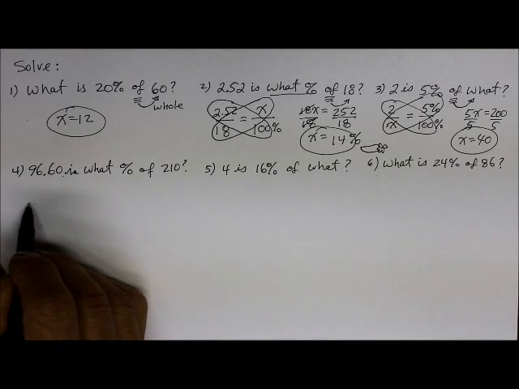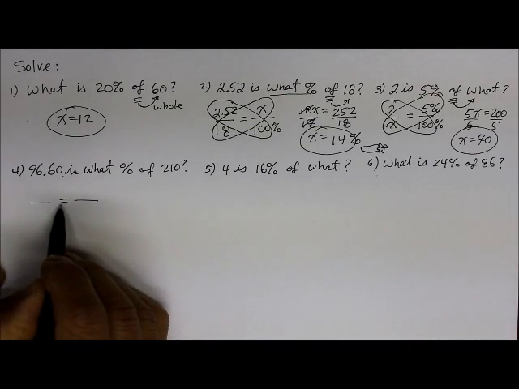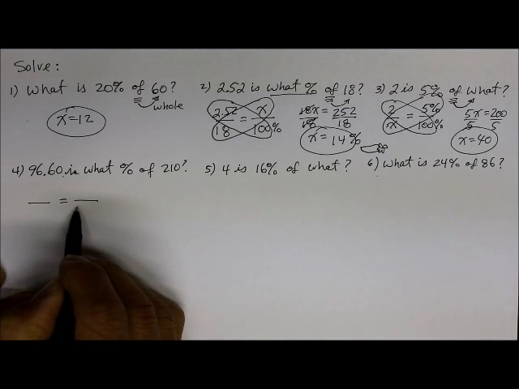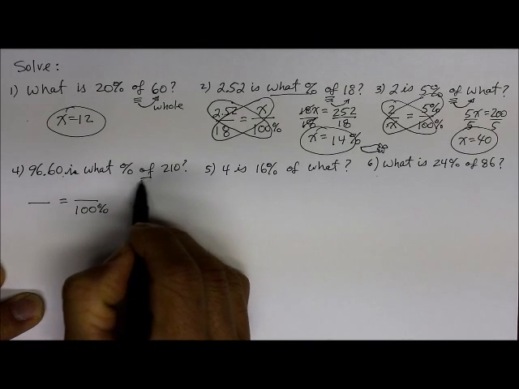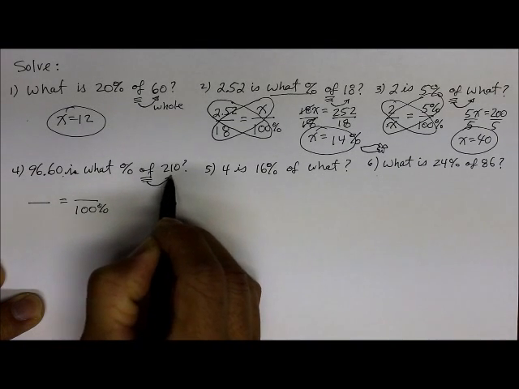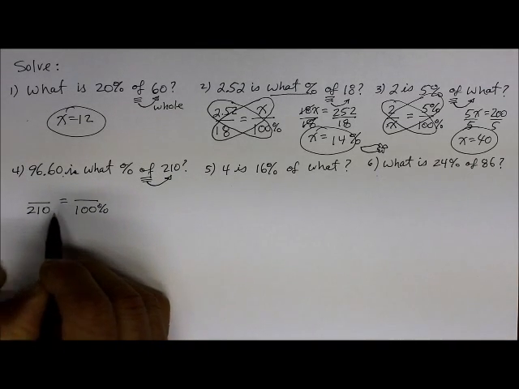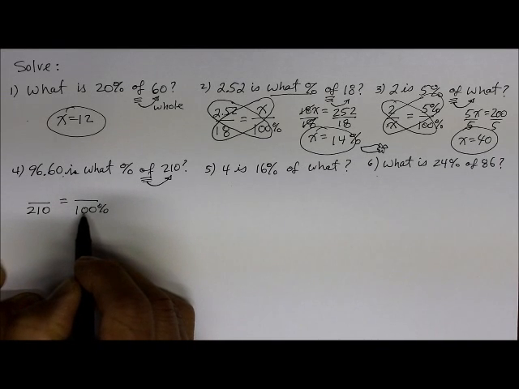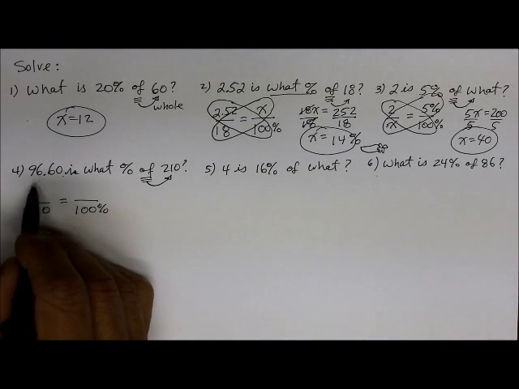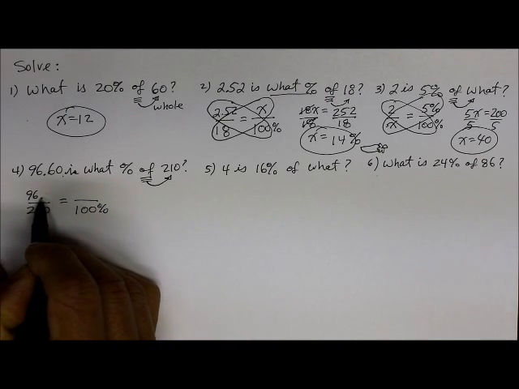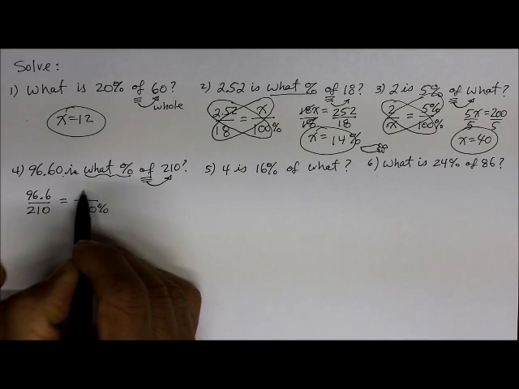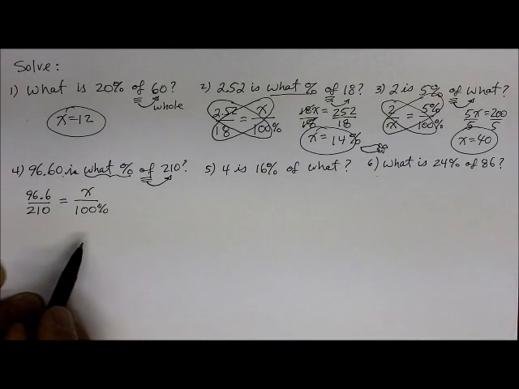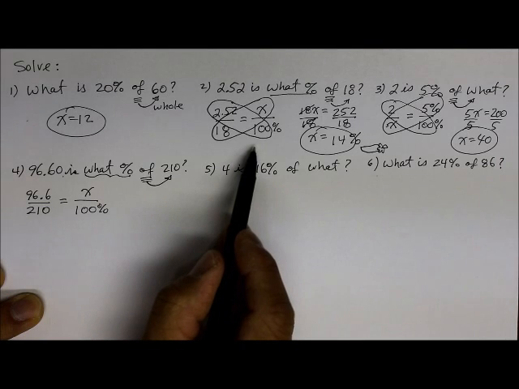So you said right away, I'm going to make two quotients, set them equal to each other, and the lower right hand corner is always going to be 100%. And I'm going to look for the word of. The word of tells me that the number that follows is the whole thing. And that whole thing goes with 100%, which is the bottom portion. And then the part of that 210 is 96.60. Can I just put 96.6? And what percent? That's what we don't know, so that's the percent. That's where the x will go. Kind of like example number 2.